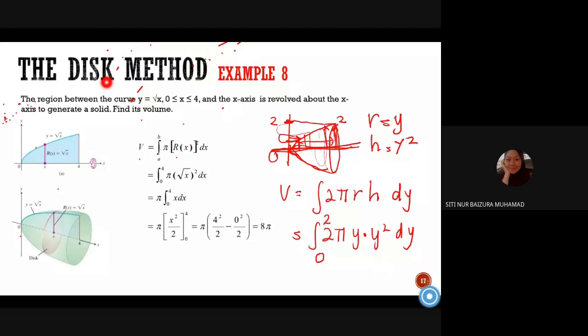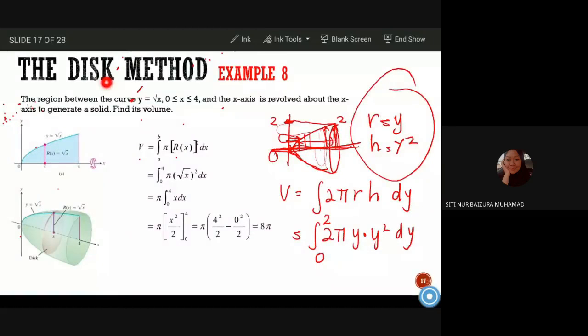Okay, you punya cylindrical shell, so daripada situ you should get r equals to y and h equals to, sorry. Bukan ni. Tak, saya silap. Alamak, pening lah saya. Sorry kelas. Patutlah saya pening.